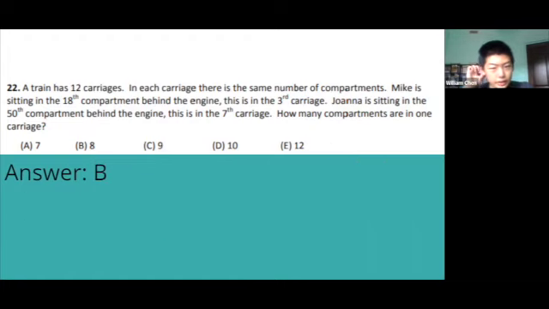So the way we do this is by looking at the numbers. Number 18 is in the 3rd carriage, and the number of seats in each carriage must be greater than 6. The number of seats in each carriage must also be less than 9, because if there were 9 or more seats in each carriage, then the 18th compartment would be in the 2nd carriage.